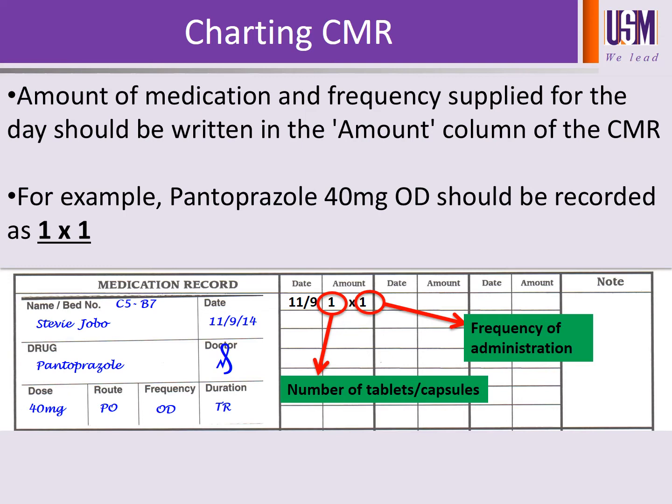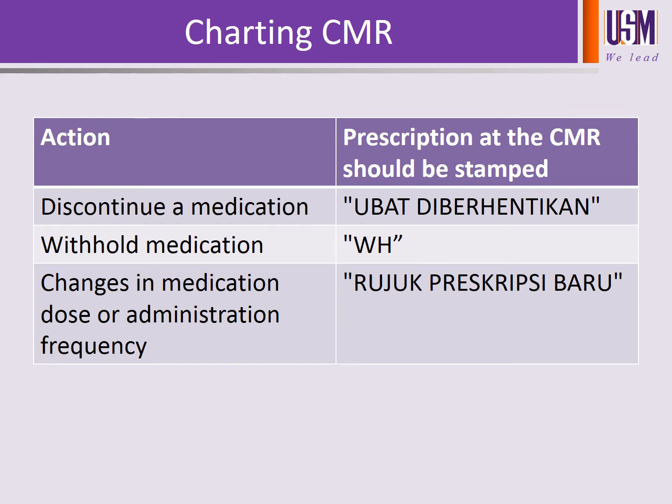This scenario will happen if there is a new patient. Now let's assume that there is an old patient in the ward, and the doctor sends a new prescription, or they send a note saying that the drug should be stopped. So what we should do is, we should stamp or cancel the prescription and write "ubat diberhentikan". So basically, to discontinue a medication, the prescription at the CMR must be stamped with "ubat diberhentikan". At the medication chart or in the yellow copy in the ward, the prescriber or the pharmacist or the nurses can record the discontinuation of the medication in the yellow copy. So now everyone is aware that the medication has been stopped.